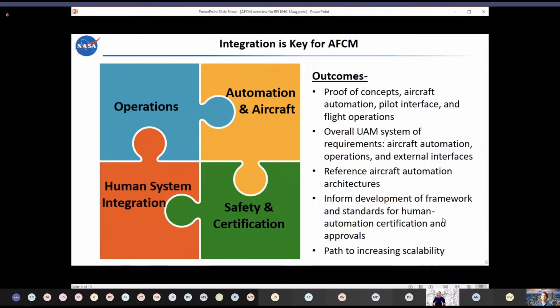Fourth item here is that integrated framework that I mentioned that's so critical, which is being able to develop an appropriate set of standards that allow for the certification of the human automation system with appropriate requirements for both classes of agents. And then the final item on this chart is just facilitating that path to increasing scalability. We want to get to UML4, while at the same time introducing technologies that allow us to continue to the 5 and 6 level.